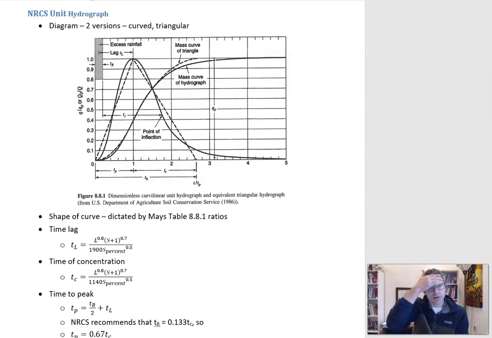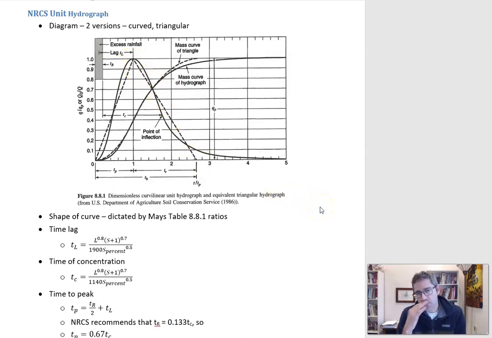Okay, so part 2, the NRCS unit hydrograph. There's two kinds, triangular and curvilinear. This is a diagram, figure 8.8.1 from your book. You can see the curvilinear hydrograph looks like this and curves around and goes down. The triangular one just starts here, goes up, comes down.